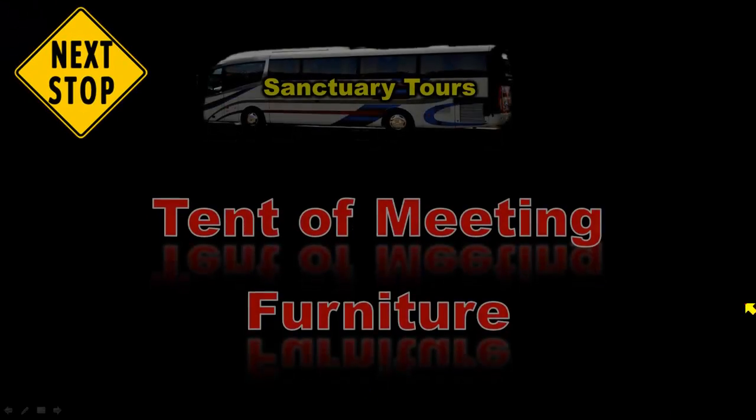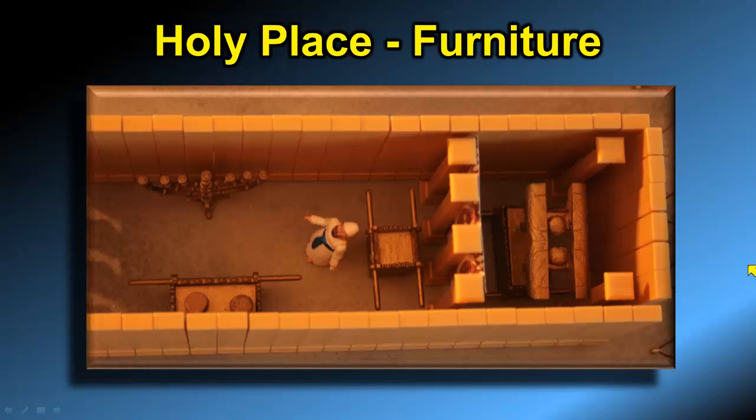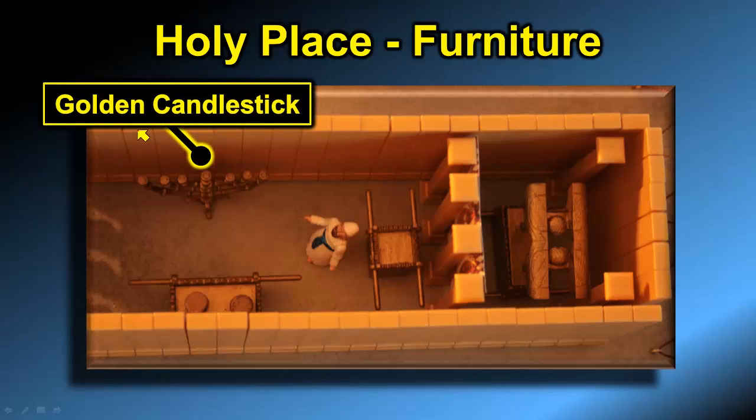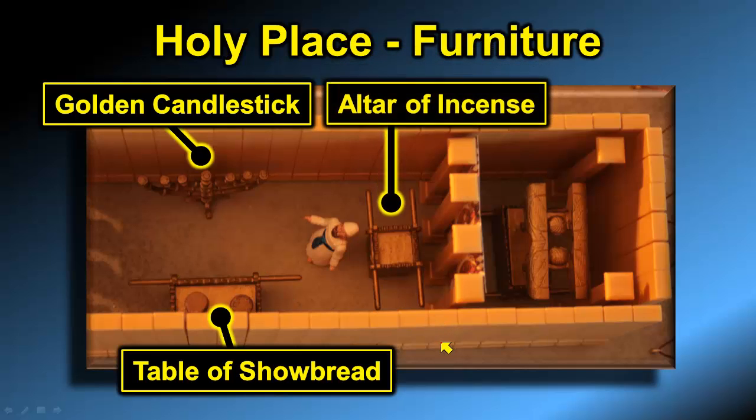All right, our next stop will be the tent of meeting, and we're going to look at the furniture in there. So the furniture in the holy place consists of the golden candlestick here, the table of showbread right here, and the altar of incense right here. Of course, this is the most holy. We'll cover that here in a second.